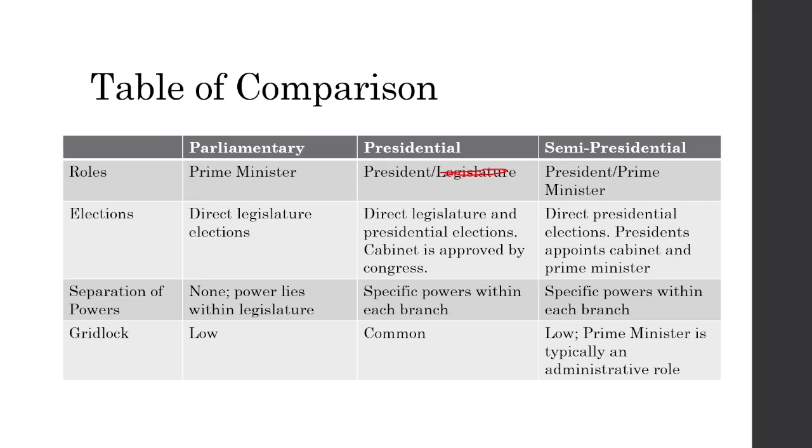And then gridlock. Gridlock essentially means, are there a lot of obstacles to passing policy and getting things done? Since there's a fusing of powers in our parliamentary system, that typically doesn't happen. But in a presidential system, it can be pretty common. And in a semi-presidential system, it's actually pretty low, because the prime minister can be kind of a medium and serve in an administrator role and find compromise. They can. Doesn't mean it always happens, though.